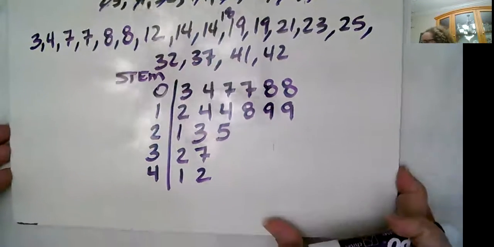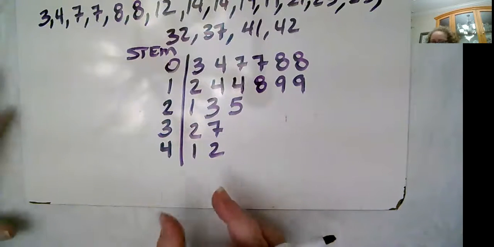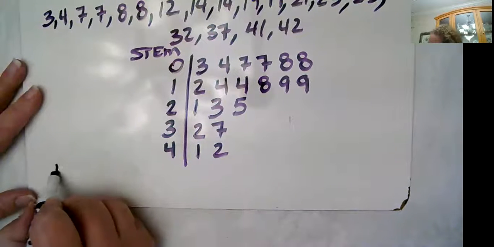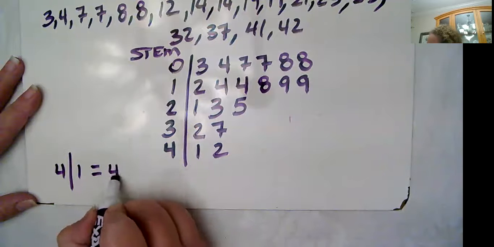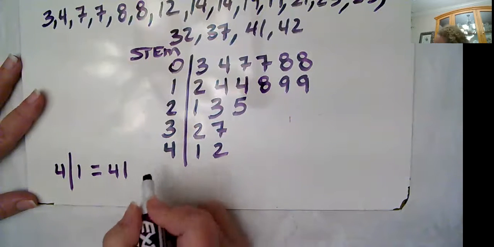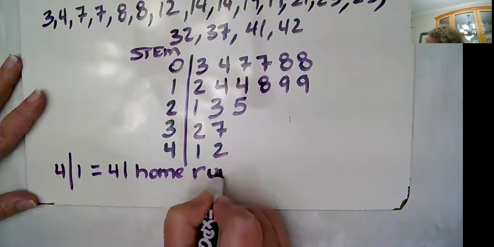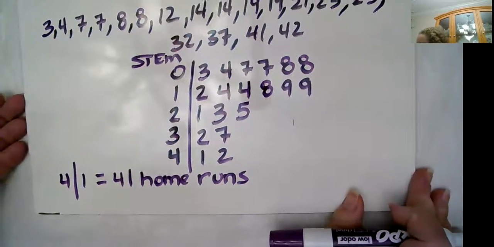Then when we do our key, we explain what it represents. You could pick anything, so we could pick the 41. 4 with the line 1 is equal to 41 home runs. So that's a stem and leaf plot, or building one. Now we're moving on to example 2.